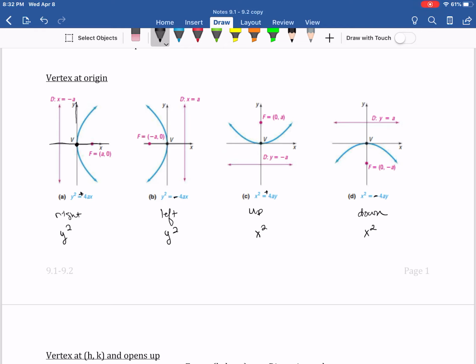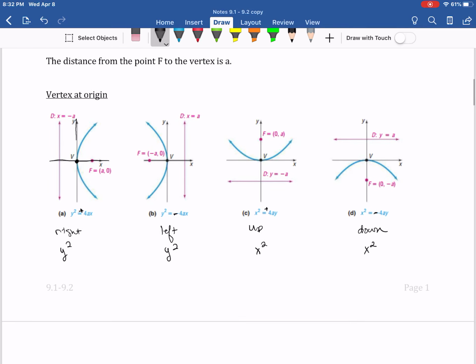Now, this coefficient that we're calling A is a new concept. What is A? A is the distance from the focus point F to the vertex. So the distance from the point F to the vertex is A, and that is super important. We definitely want to make sure that we understand what A is all about. A is the distance from the focus point to the vertex.